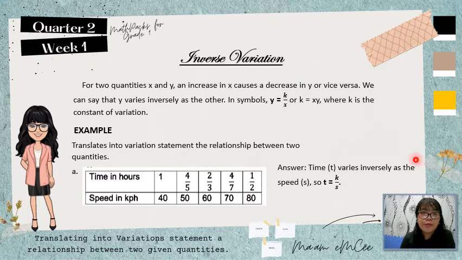So how do we put this into a mathematical equation? We say t, which is the time, is equal to k over s, or t varies inversely as s. So our first variable is t, so that is on the left side. And on the right side, we have our second variable, which is the speed, in the denominator, and in the numerator, we have our constant of variation, which is the k. So our final answer here is t is equal to k over s.